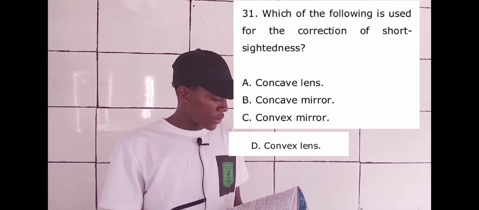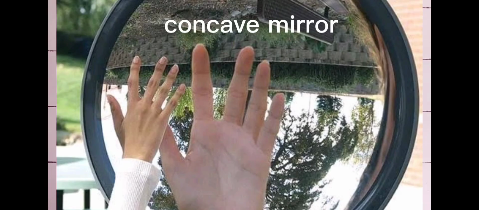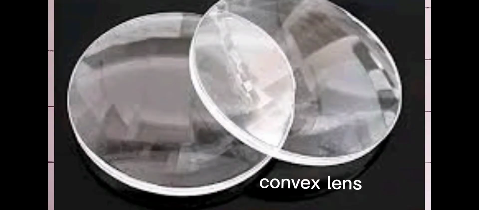Question number 31. Which of the following is used for the correction of short-sightedness? A. Concave lens, B. Concave mirror, C. Convex mirror, D. Convex lens.